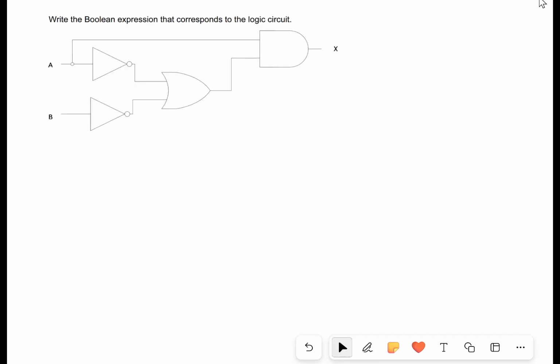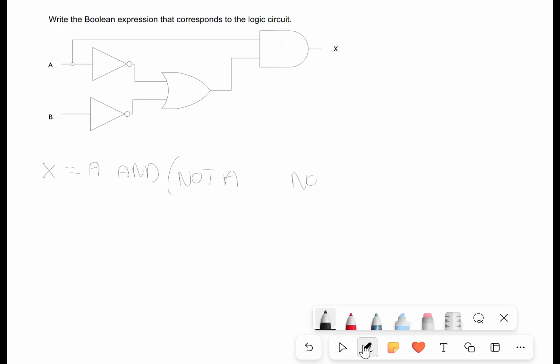Pause the video, give this question a go yourself first. You know the drill. Let's do it simple, then let's do it more complicated using a Boolean expression instead. So let's turn this into x equals, and it starts off with this to this line, so it's A and in brackets we're going to have NOT A, and we've got NOT B. What joins them together is this OR gate. If we're going to represent that as a Boolean expression, it'll be A dot NOT A or NOT B.